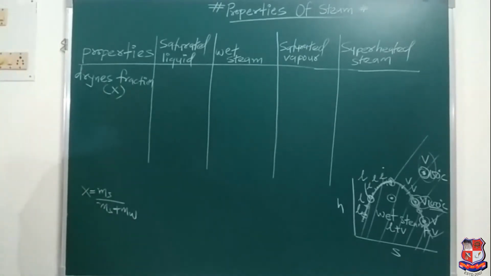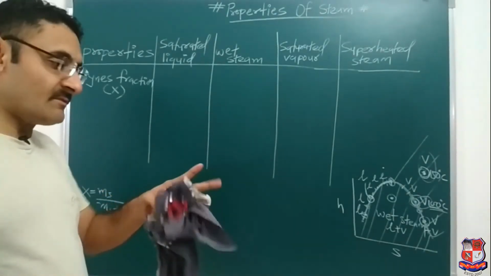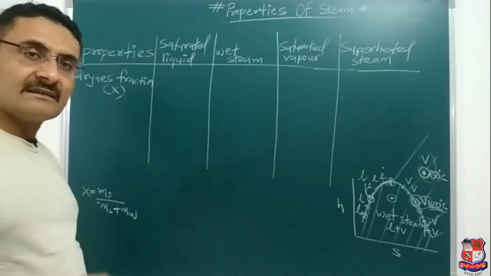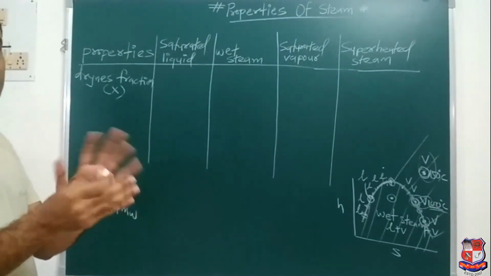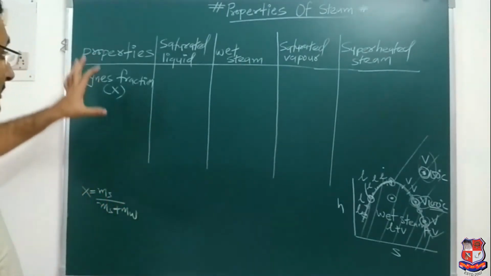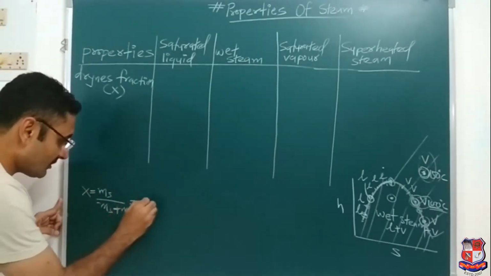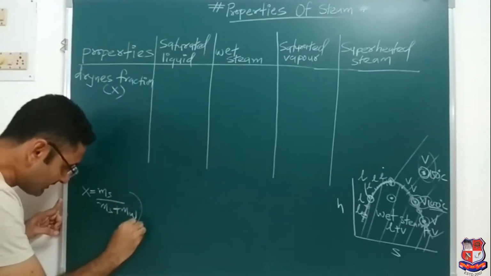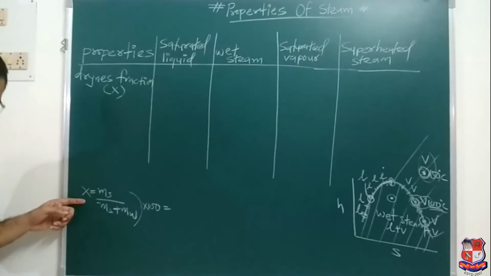Now in a steam, basically two things are present: vapor particles as well as liquid water particles. So steam is a mixture of vapor and liquid particles. Now what does dryness fraction mean? For example, if you multiply that equation by 100, then only you will get the dryness fraction in percentage.